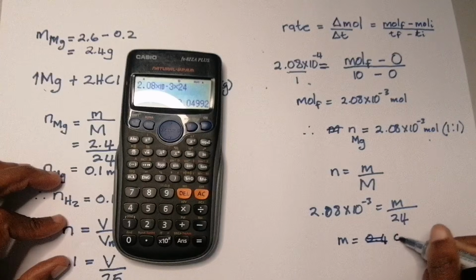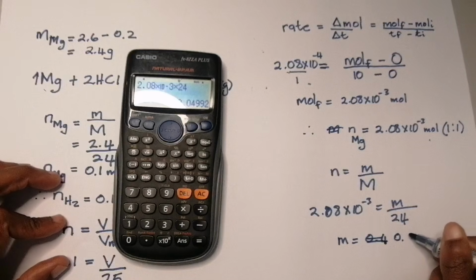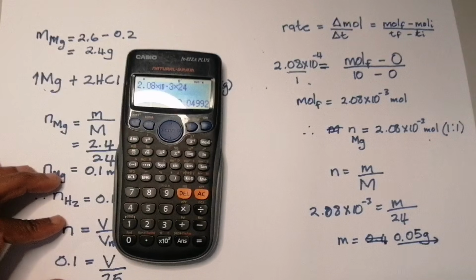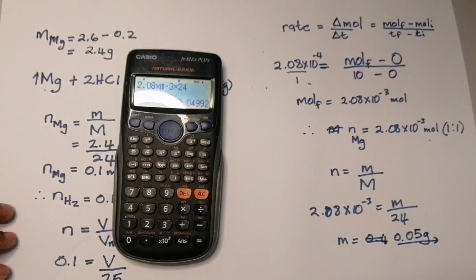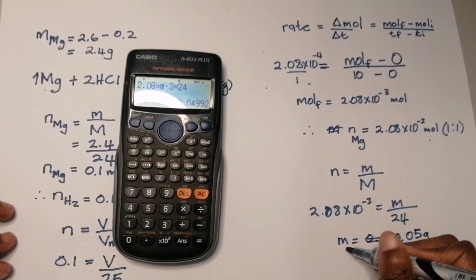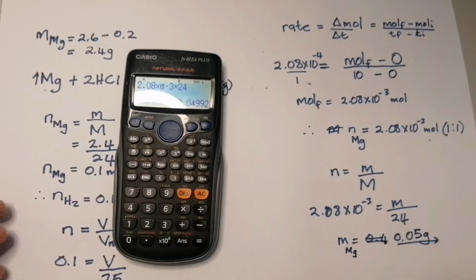And I get a mass of 0.05, sorry, let me just round it off to 0.05 grams. So it means that the mass of magnesium that I must have had before is 0.05.